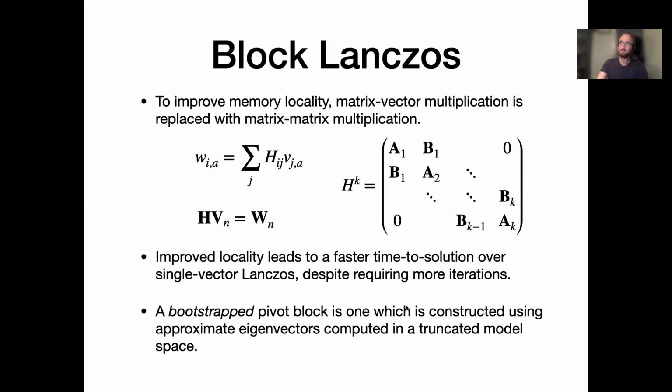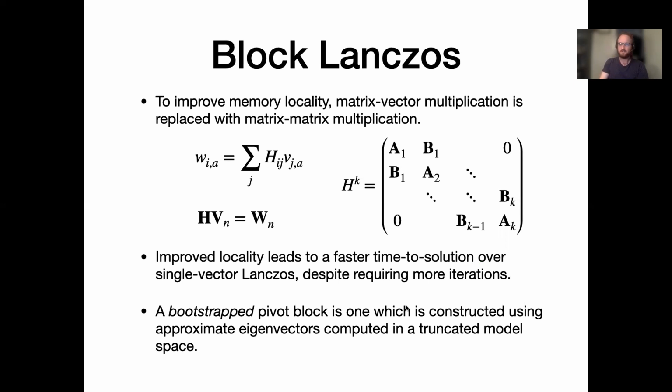To combat this, we use the block Lanczos algorithm, which helps amortize the cost. The main difference in the two methods is instead of applying H to a single vector, we apply it to a block of vectors. This requires more overall mat-vec operations, but the improved data locality speeds up the time to solution.